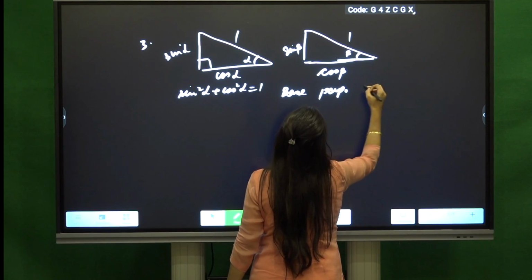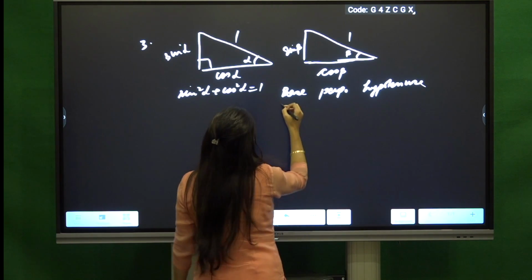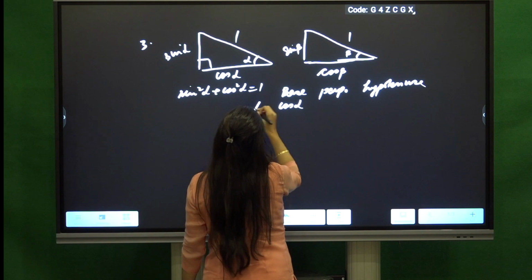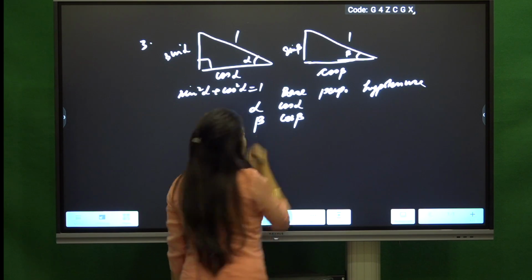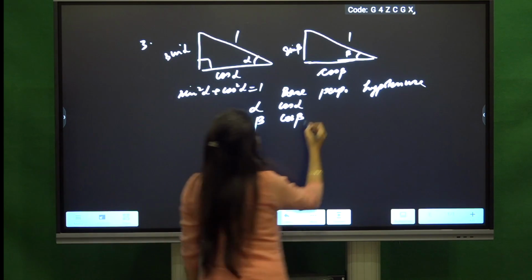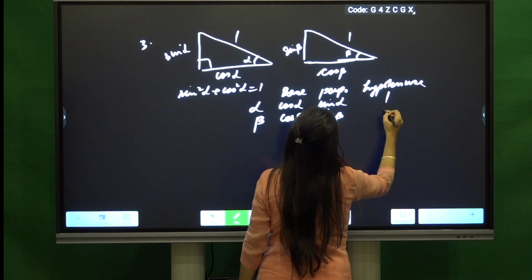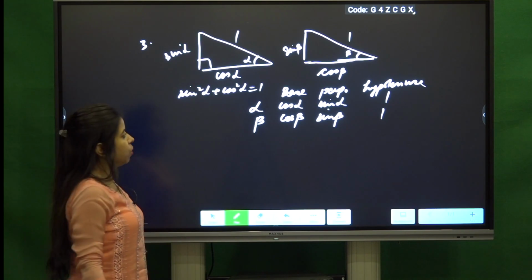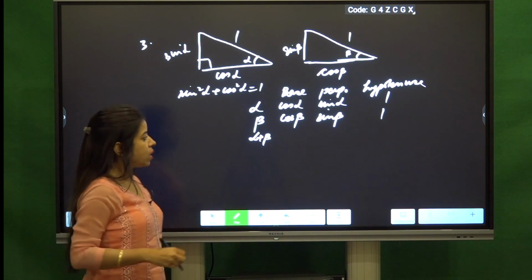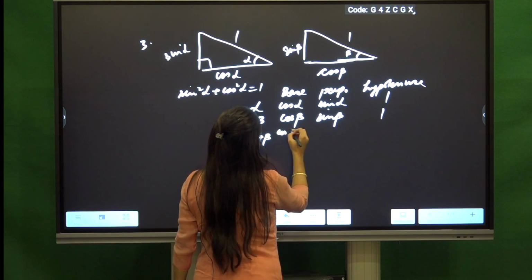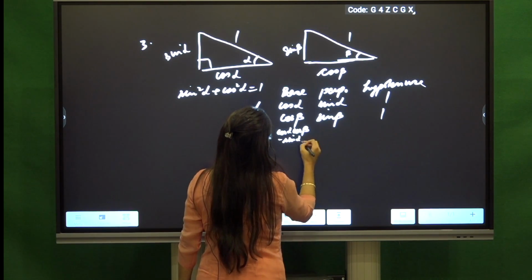Base, perpendicular, and hypotenuse. So, base is cos alpha and cos beta. Angles here are alpha and beta. Perpendicular is sin alpha and sin beta, and hypotenuse is 1, 1 each. Okay. So, let us find alpha plus beta: cos alpha cos beta minus sin alpha sin beta.